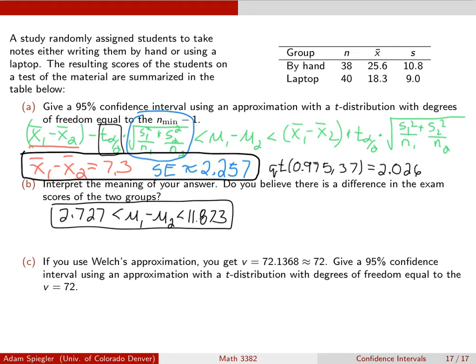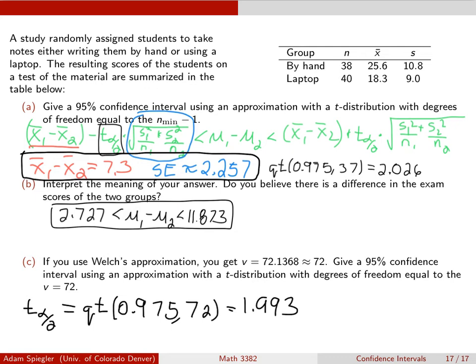And what is going to change is the value for T alpha over 2. So in that case, the T alpha over 2 you would get by using that QT function. The confidence interval was 95%, so we're going to choose a quantile of 0.975, and now we're going to plug in 72 degrees of freedom as opposed to the 37 that we used the first time. And when you plug that in, you get a T alpha over 2 value of 1.993, okay, which is different than the value we got over here when we picked the minimum of the two.